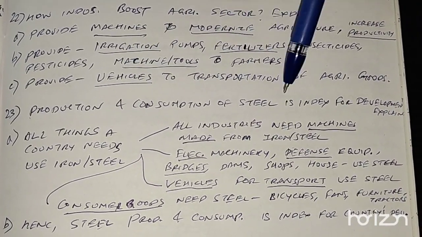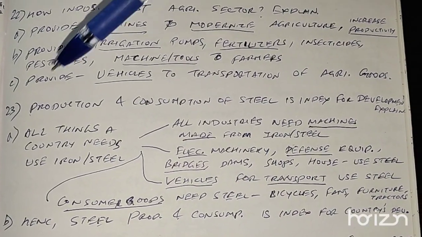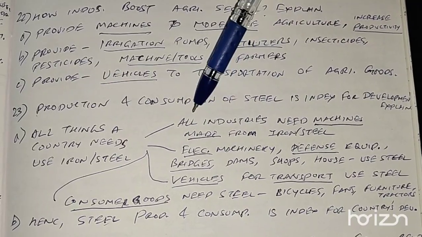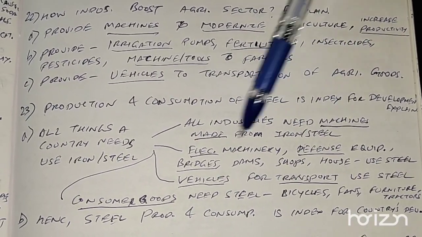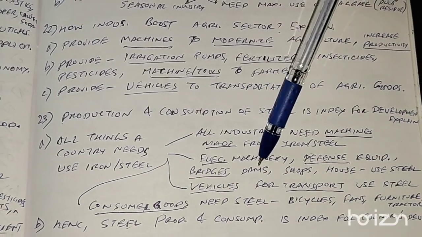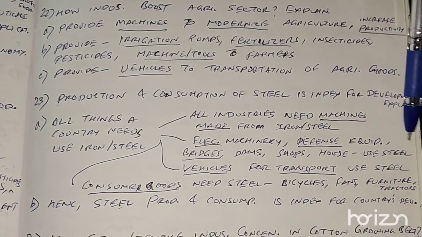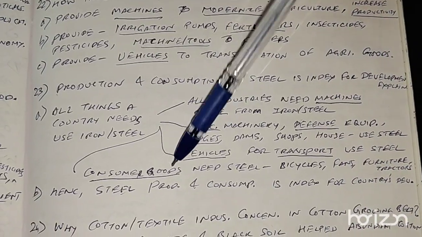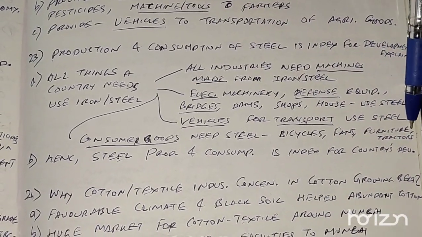Production and consumption of steel is index for development of a country. Explain. See, all things the country needs use iron and steel. For example, all industries need machines, and machines are made from iron or steel. Electric machinery, defense equipment, bridges, dams, shops, houses, all these construction of buildings use steel. Vehicles for transport use steel. Consumer goods need steel: bicycles, fans, furniture, tractors.